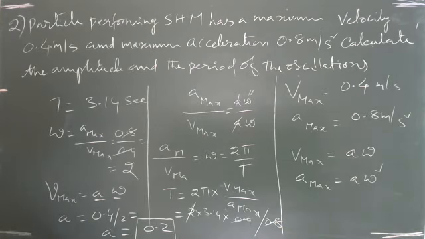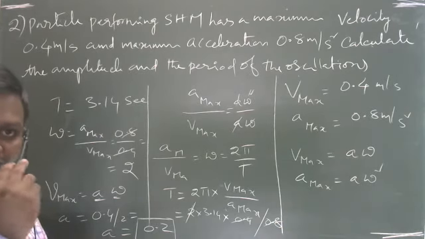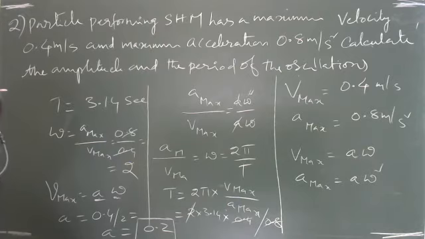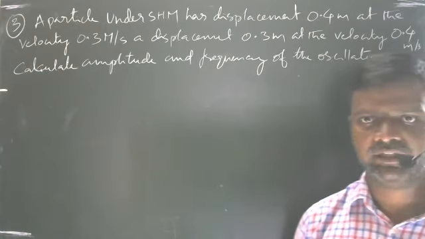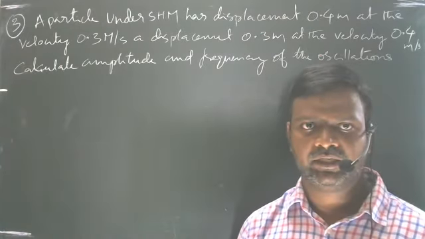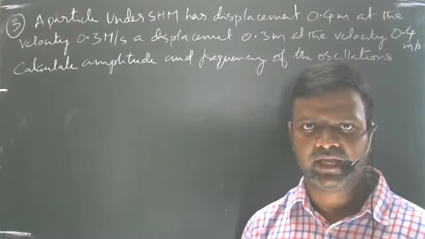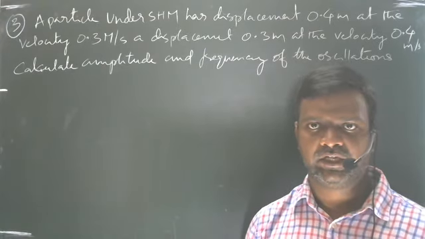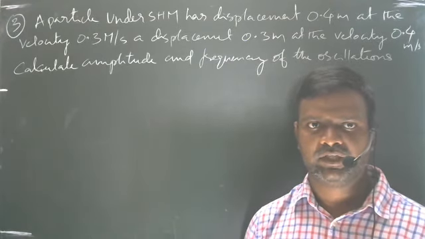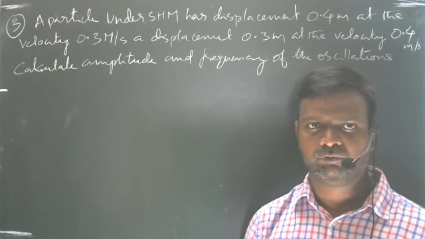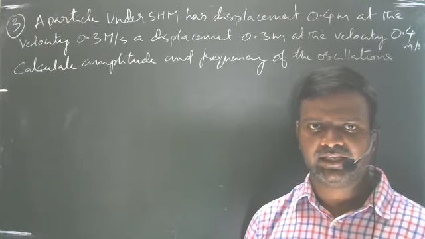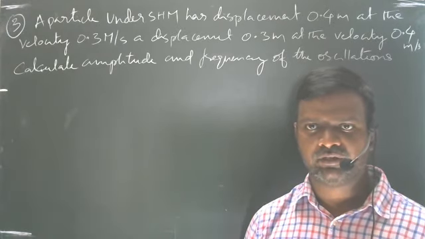Okay, this is about the question for a particle performing SHM. Another question is given like this. A particle under SHM has a displacement of 0.4 meters at a velocity of 0.3 meters per second. At a displacement of 0.3 meters, the velocity is 0.4 meters per second. Calculate the amplitude and frequency of the oscillation.